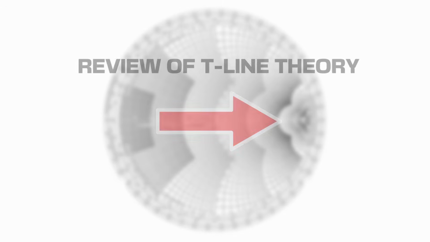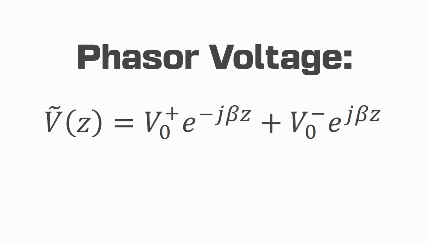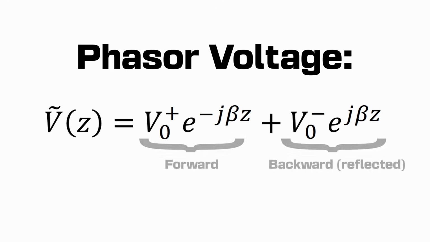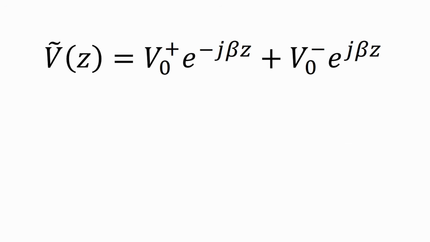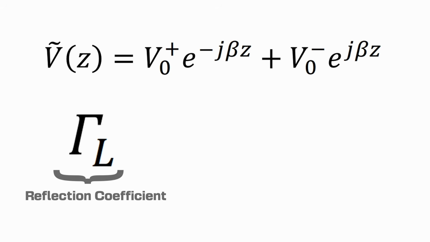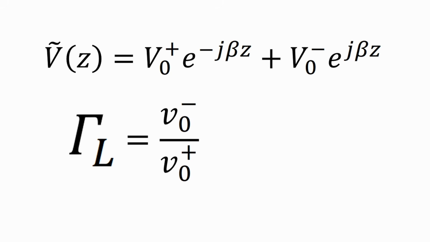On a lossless transmission line, the phasor voltage can be modeled by this expression where we have a forward propagating wave plus a reflected wave. So how much the wave is reflected by some load is determined by the reflection coefficient at the load, gamma sub L. Gamma sub L is a complex coefficient equal to the reflected wave divided by the generated wave. This means that the magnitude of gamma sub L must be less than or equal to 1. You can never get a bigger reflected wave than your original wave without using some sort of active circuit component.